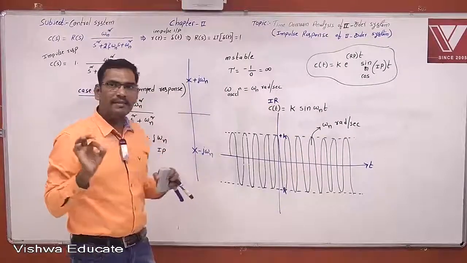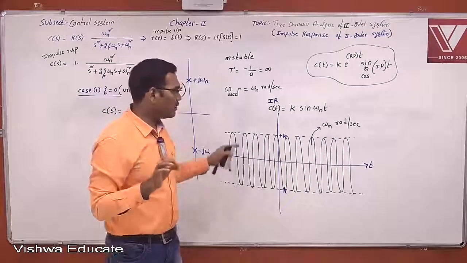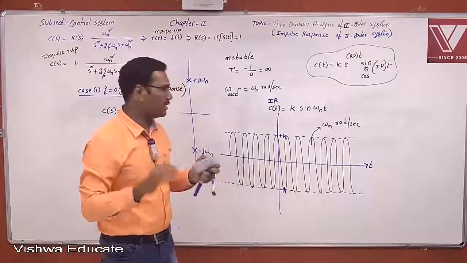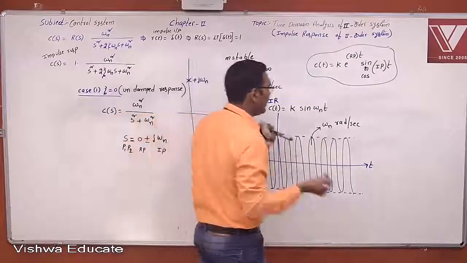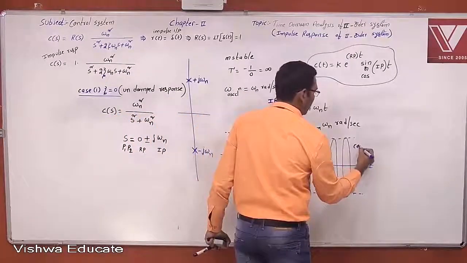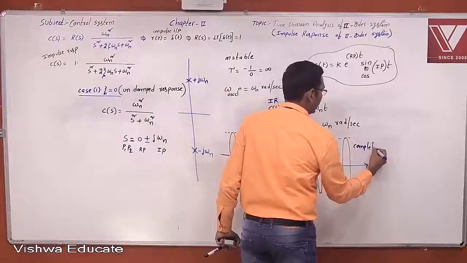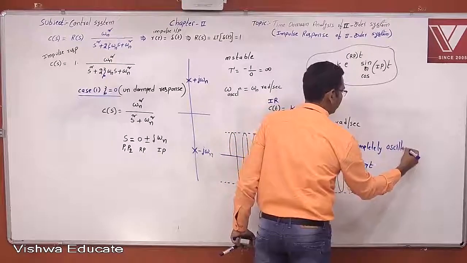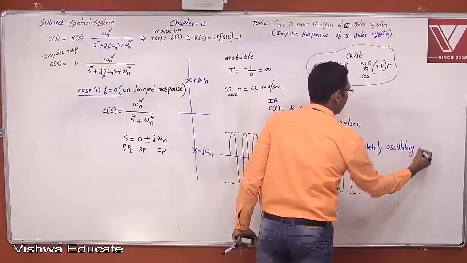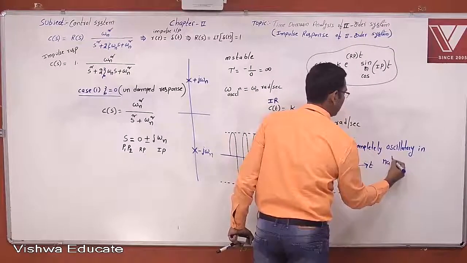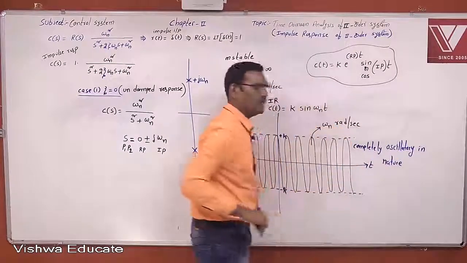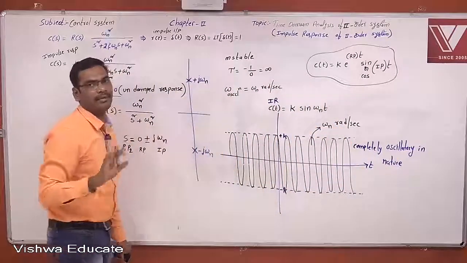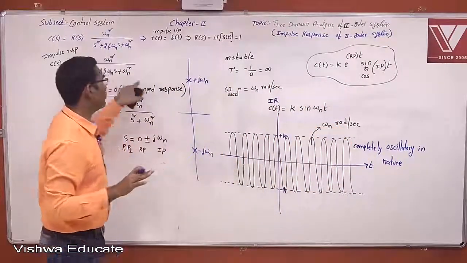See, when damping factor delta equals 0, the response is full of oscillation. It is completely oscillatory in nature. It is completely oscillatory behavior when damping factor delta equal to 0.